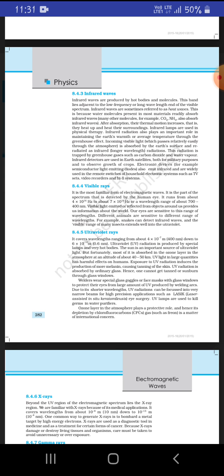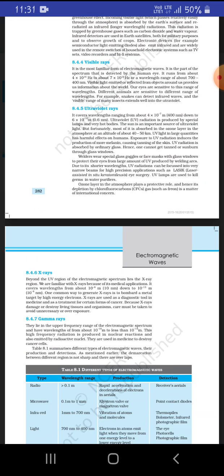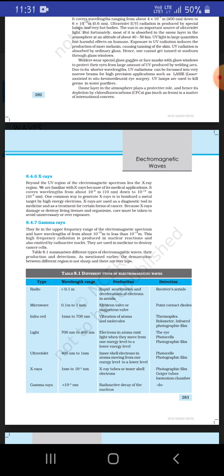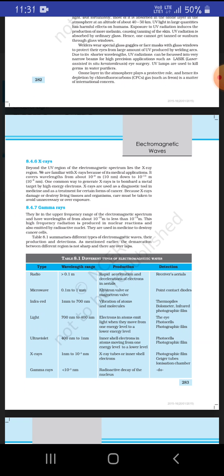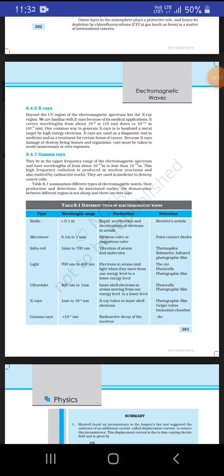And as you know, the ozone layer in the atmosphere plays a protective role, and hence its depletion by chlorofluorocarbon is a matter of international concern. There is much tension because of CFC. The ozone layer is getting depleted. You can see in the news in the last few months they are saying there are some holes in the ozone. You may have heard about that. This is because of CFC. You have learned this in your lower classes.